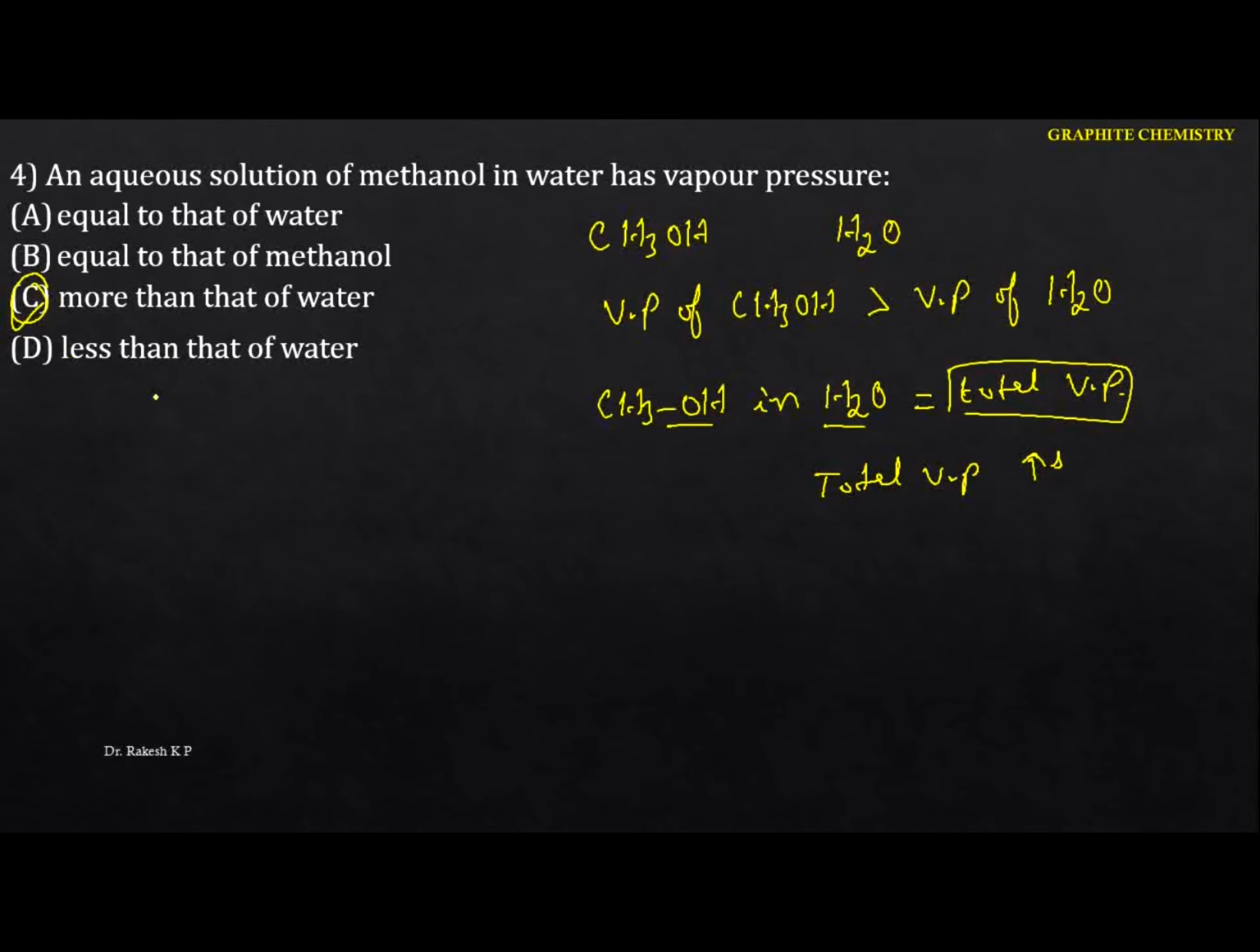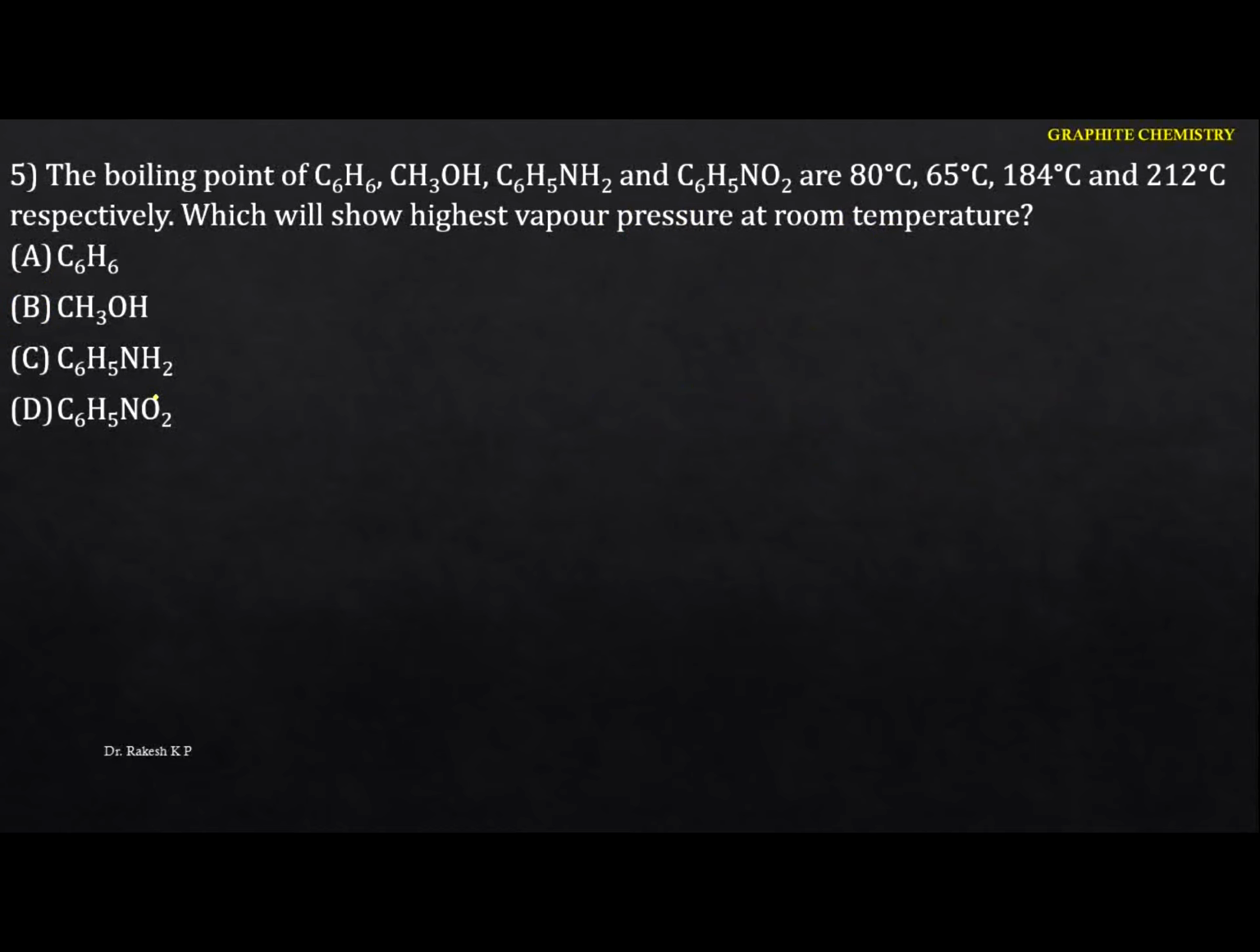Next one. The boiling points of benzene, methyl alcohol, aniline and nitrobenzene are 80 degrees Celsius, 65 degrees Celsius, 184 degrees Celsius and 212 degrees Celsius respectively. Which will show the highest vapor pressure at room temperature? You have to remember this relation: the boiling point is inversely proportional to the vapor pressure. If the boiling point is very high, the vapor pressure is less. If the vapor pressure is very high, the boiling point will be less.